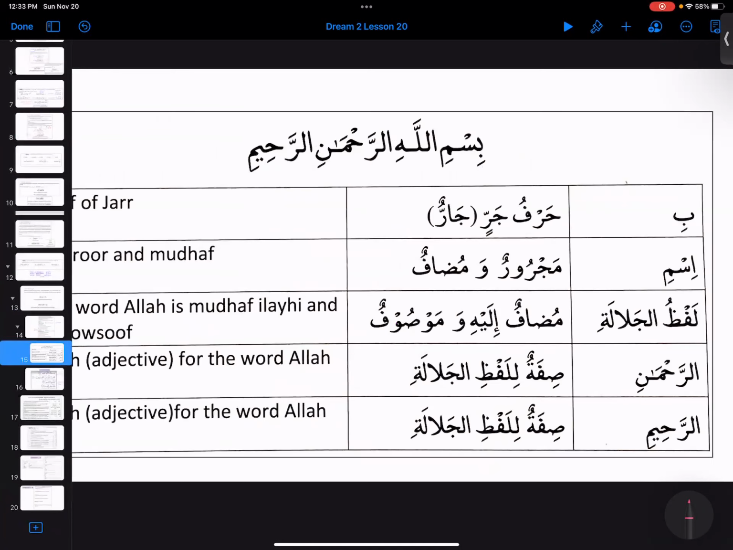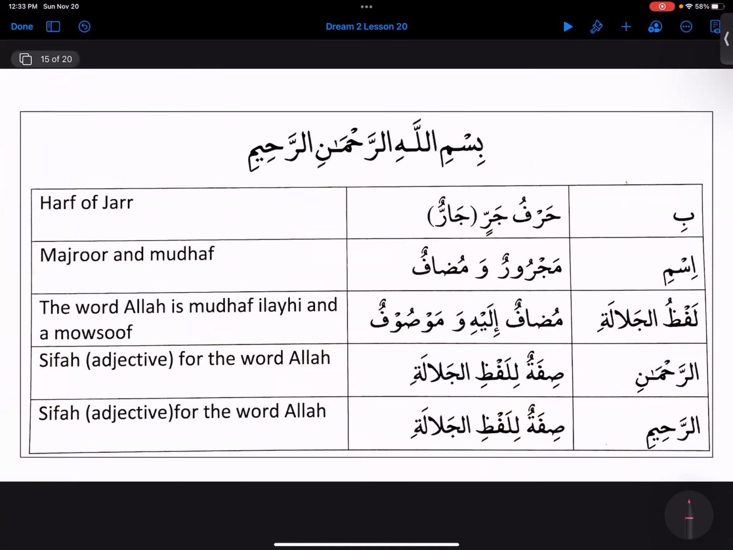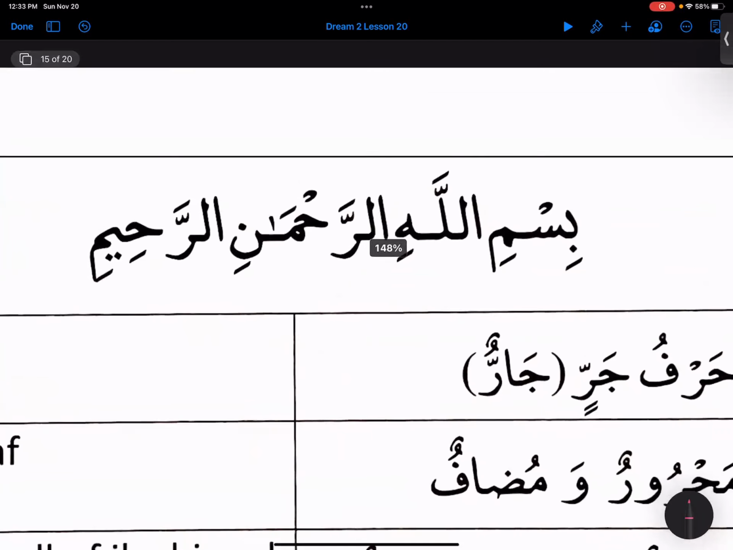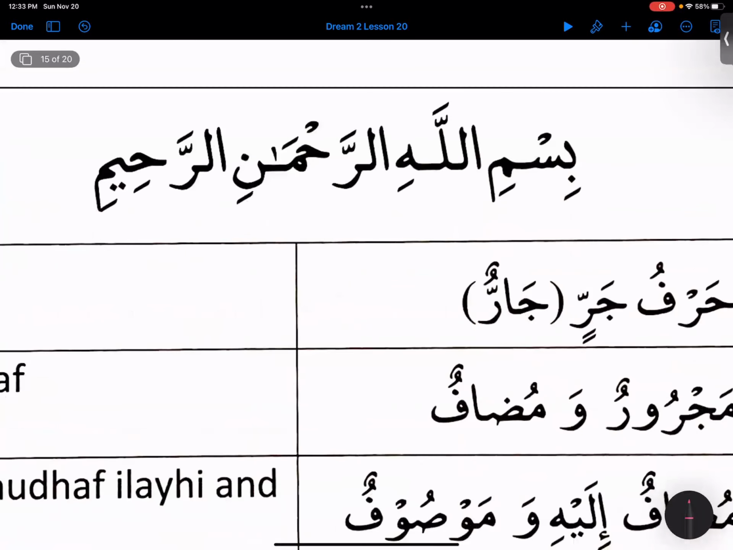Why not we do something? Okay, we did Bismillahir Rahmanir Rahim before, right? The grammatical analysis, did we? I think we did, but we can repeat. Okay, so who can do it?